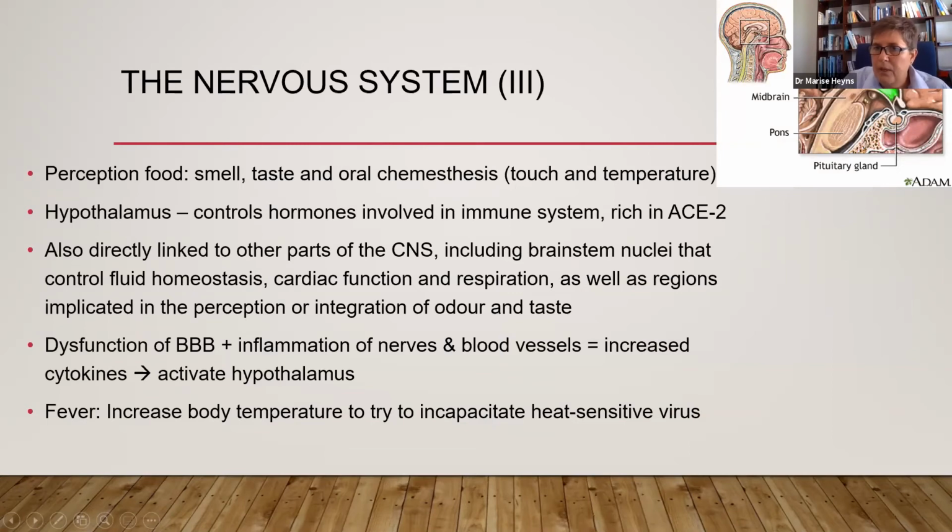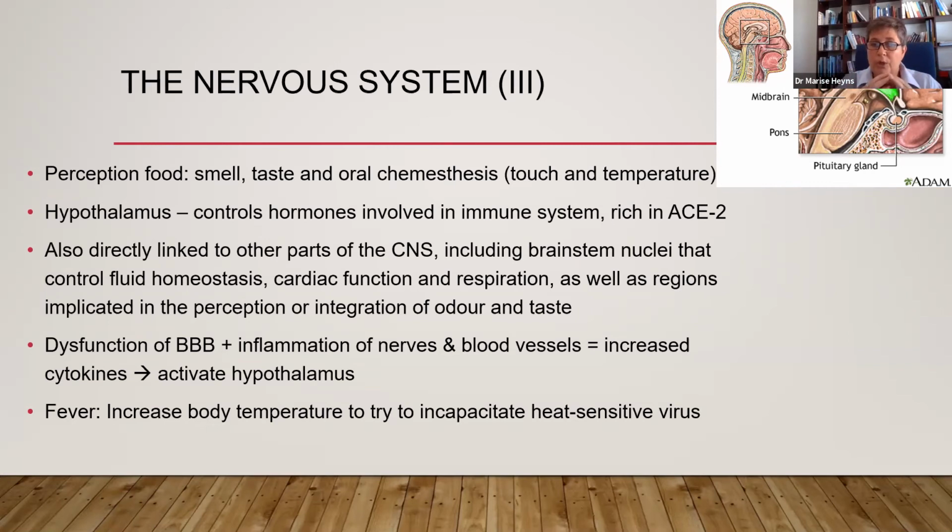And you can see the hypothalamus there in the brain. It's very important because it controls hormones involved with your immune system. It's rich in these receptor cells, and it's linked to other parts of the brain that control fluid balance. It links to heart control, cardiac control, respiratory control, but it's also linked to those areas that recognize smell and taste.